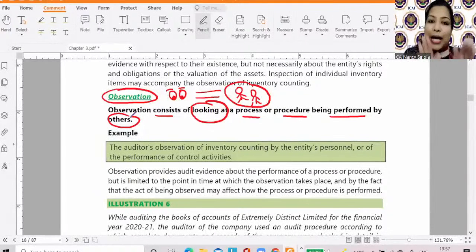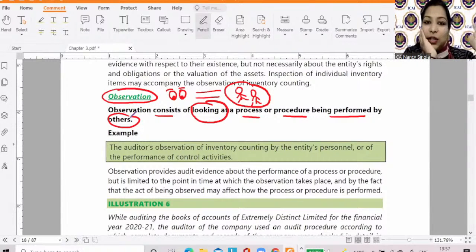I can combine both the things. When I'm looking at the process, I'm inspecting the paper also. I can combine both the procedures. But there is a difference between both the procedures. How can I combine? Like I'm observing how the management personnel are conducting the physical inventory count. Side by side, I'm also inspecting the stock that they have provided to me. So inspection and observation together can be done, but there is a difference between both the terms. Okay?